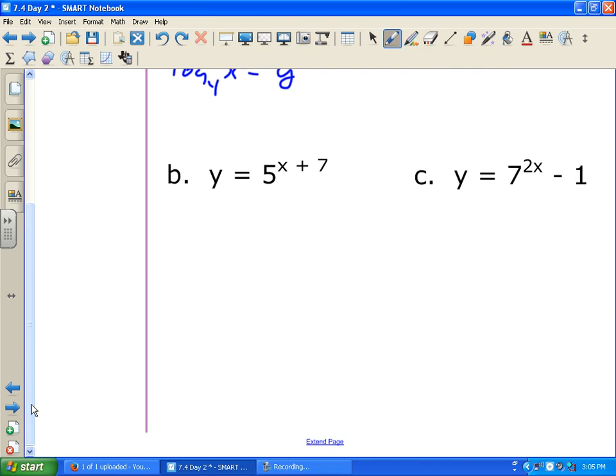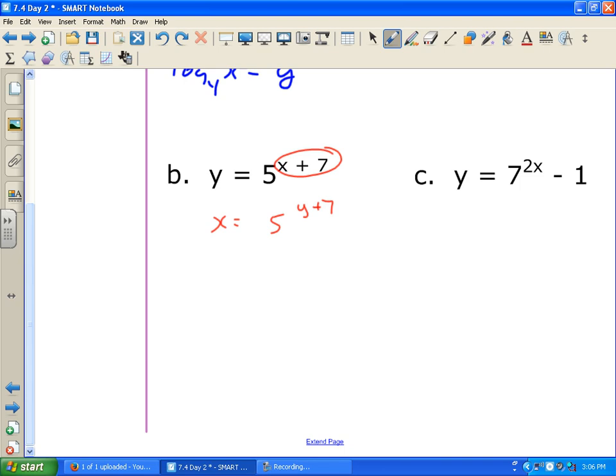All right, letter B. y equals 5 to the x plus 7. Flip-flop your x's and y's. It's going to give you x equals 5 to the y plus 7. Notice that the y plus 7 is all up in my exponent.